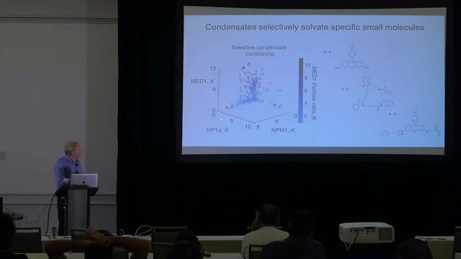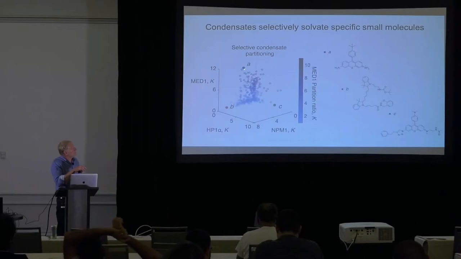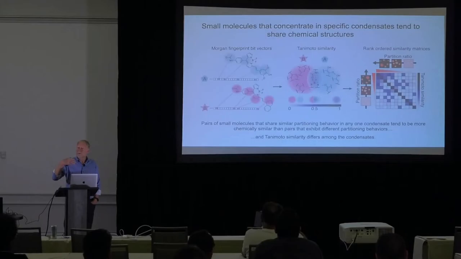And they are. So this is a graph that shows you the partitioning ratio K for MED1, for HP1-alpha, and for NPM1 droplets in vitro. And I've just selected the most selective small molecule to show you over here on the right that gave us the strongest evidence for differential partitioning. So if there really is a different chemistry that differentially solvates these different molecules, then one prediction is that the small molecules that tend to go into one condensate will tend to share chemical features.